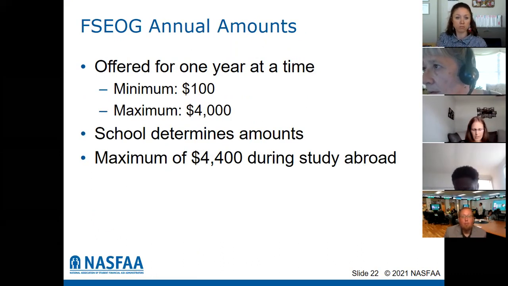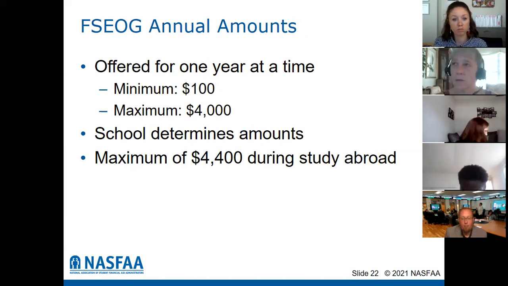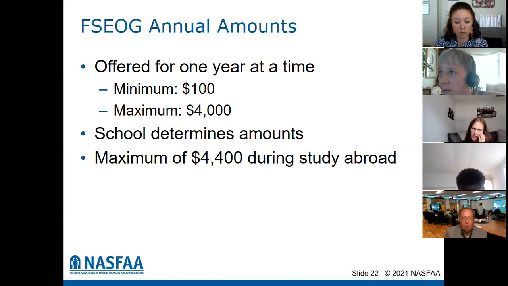So let's talk about the annual amounts for SEOG. The SEOG program has both a minimum and maximum award amount that can be awarded to students for a full award year. The maximum award applies to the combined federal and non-federal share, unless the school has a waiver of the non-federal share. SEOG is provided on an academic year basis, so one year at a time. There is a minimum annual amount of $100 and a maximum annual amount of $4,000.